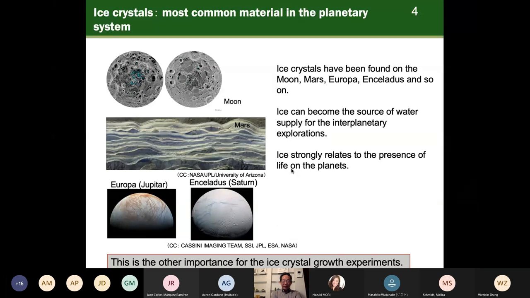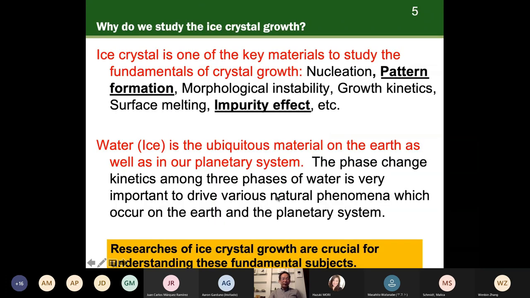And this ice strongly relates to the presence of life on a planet. So in this sense, this ice is very important, and it's a very interesting subject to study. So in this sense, ice is also a very important research subject.